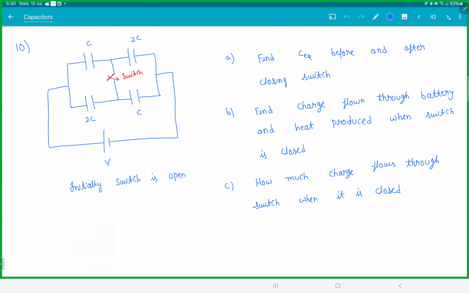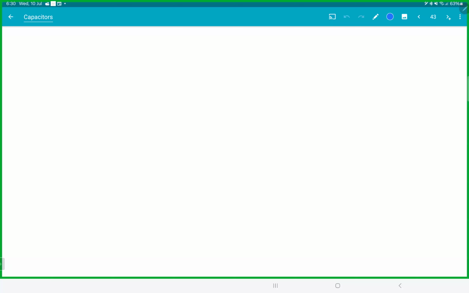Look at this thing. This is what I was saying. Just because you have a wire doesn't mean you can remove everything. Now, before the switch is open, the circuit looks like this. Capacitor. So the upper two are in series, the bottom two are in series, and the up and bottom are in parallel.